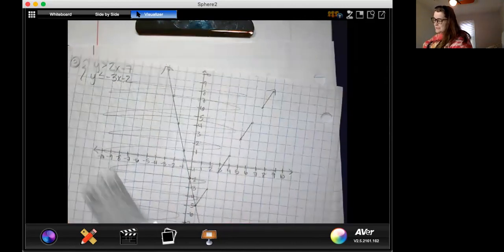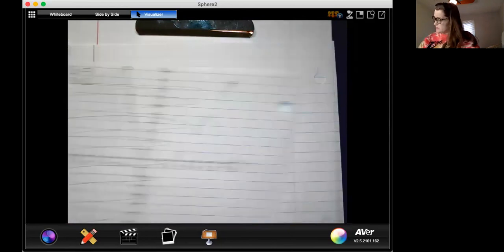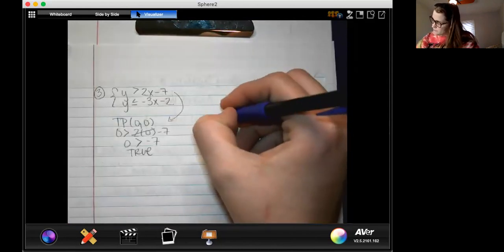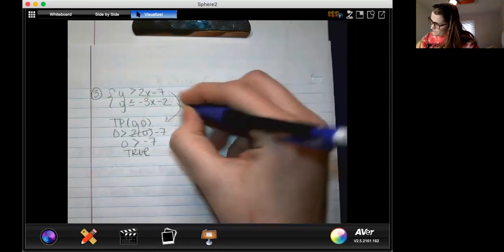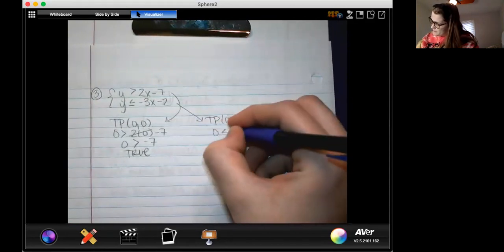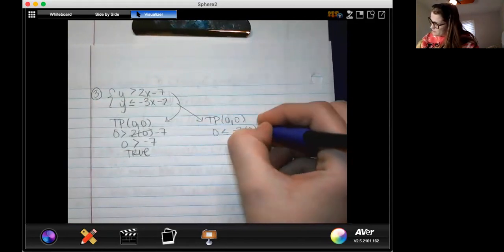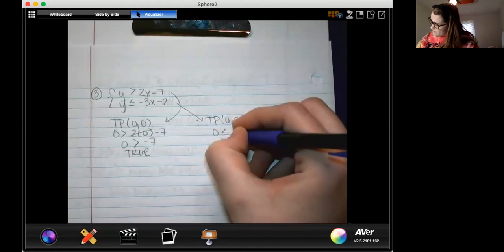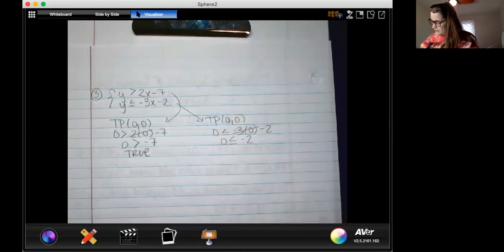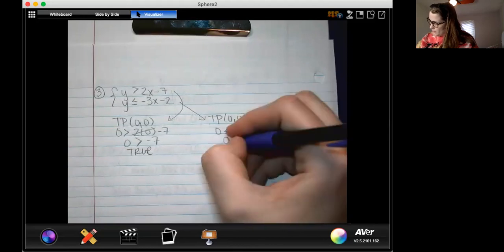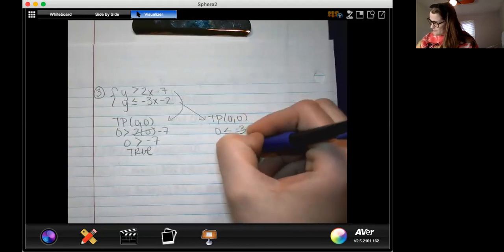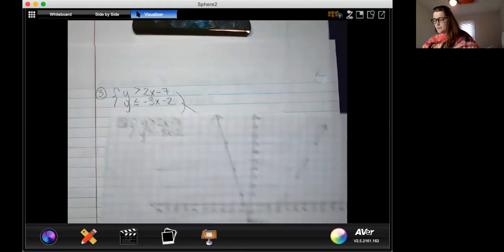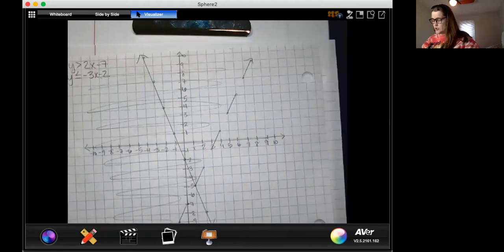Okay, this one is clearly to the side of 0, 0. So I can do test point of 0, 0. So is 0 less than or equal to -3 times 0 minus 2? So 0 less than -2. That is false. Okay, now this is typically where students struggle with their shading.